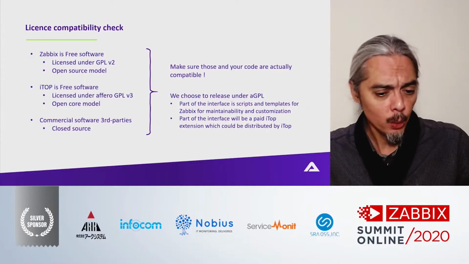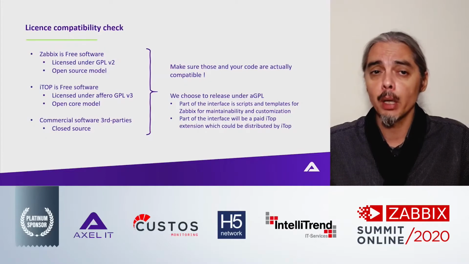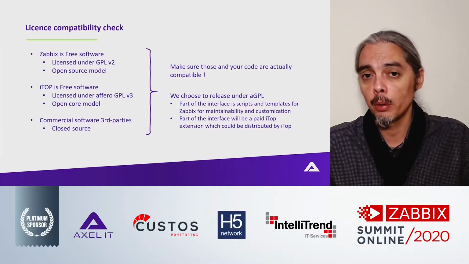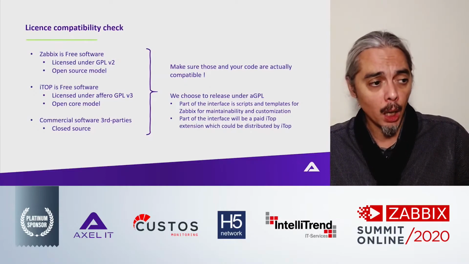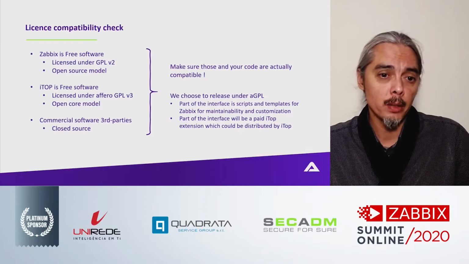So the last thing you might want to check is license issues. It will be very quick. Zabbix, for example, everybody knows we are running under GPL version 2. iTOP is open source as well. It's running a favorite GPL license.